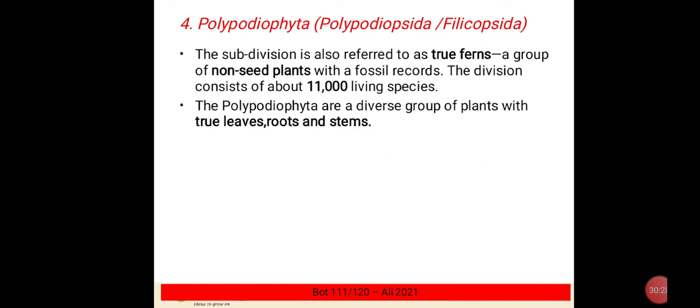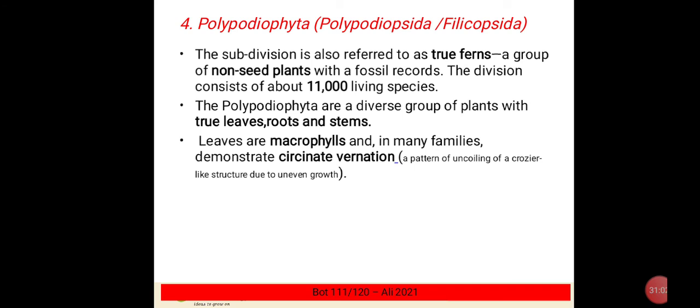Now, this Polypodiophyta consists of a group of plants with true leaves. They also have true roots and true stems. Remember the others, except the Polypodiophyta, were lacking the roots. Except only the Polypodiophyta, the others lack the roots. Instead, they had the rhizomes. But now in Polypodiophyta, we have the roots. We have true leaves, true roots, and true stems.